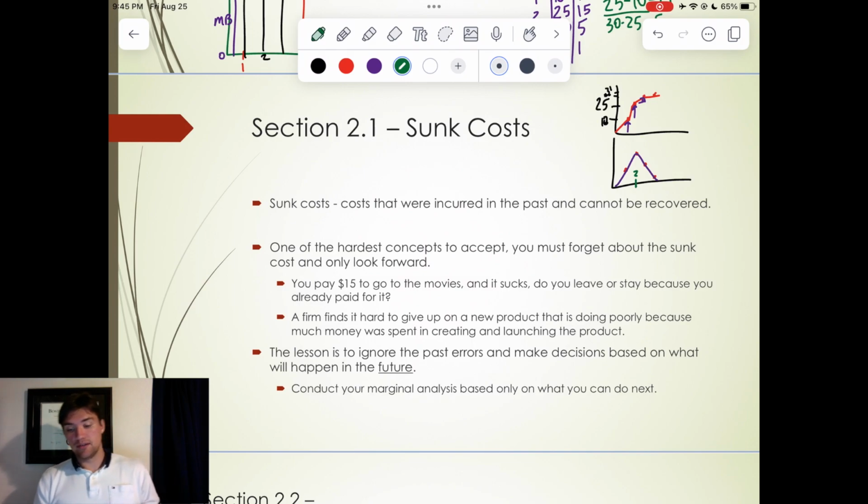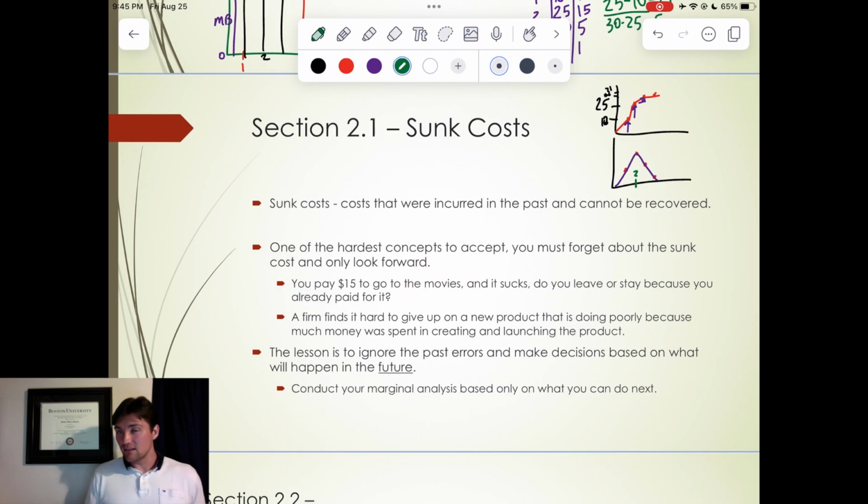and people and firms do not understand sunk cost. Like, for instance, a firm could find it very hard to give up on a new product that is doing poorly because so much money was spent in creating and launching the product. And that's a perfectly reasonable thing to think about, right? It's like you put a lot of money into it, you really want it to be successful, and then all of a sudden it's not. And you want to keep it going.